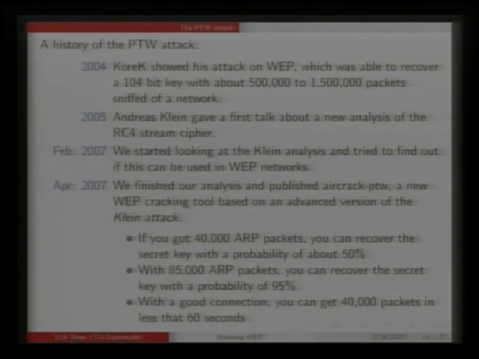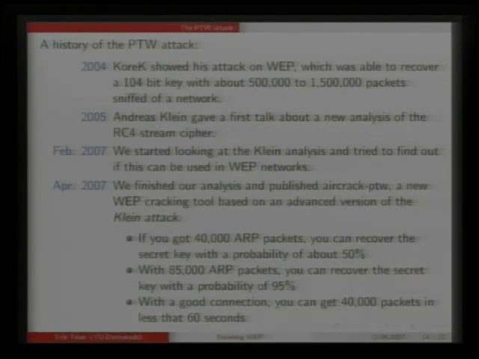And in 2005, Andreas Klein showed an analysis of the RC4 stream cipher, which is used in WEP, and he had a theory how to alternatively break that stream cipher in WEP-like modes. And in 2007, we started looking at this analysis, and in April we had the first implementation of our attack finished, which was now able to attack WEP with only 40,000 packets. So what you could do with our tool was to discover the secret key of the network with just 40,000 packets, which means if it's a fast network, you can do it in less than 60 seconds.